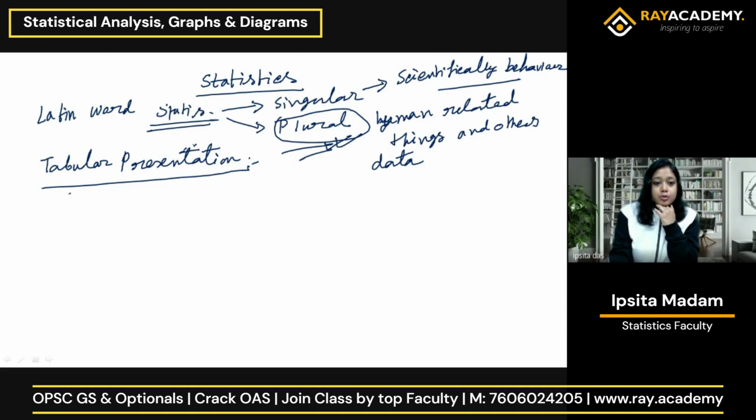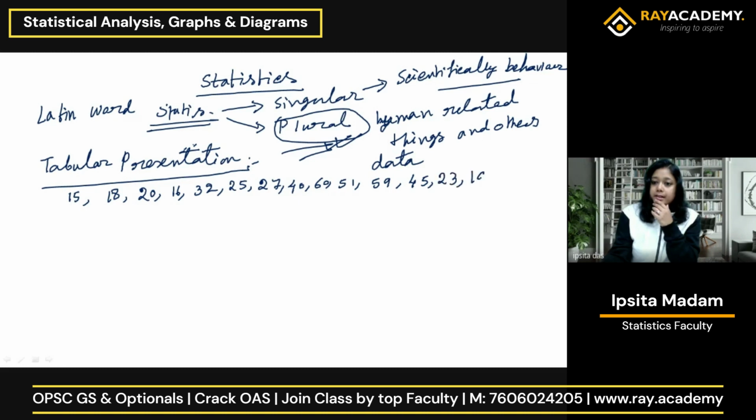Suppose the ages are 15 years, 18, 20, 16, 32, 25, 27, 40, 60, 51, 59, 45, 23, 19, 19, 21, 32, 45, 46, 55, 62, 65.